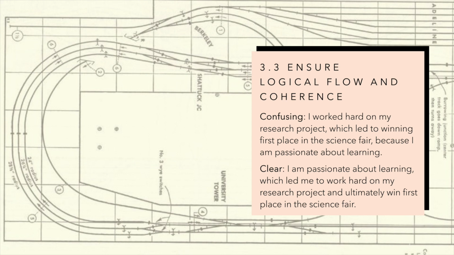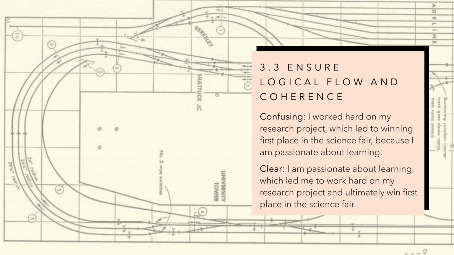Now here's a clearer version. "I am passionate about learning, which led me to work hard on my research project and ultimately win first place in the science fair." In this version, the ideas are arranged in a logical sequence. It starts with your passion, explains how that inspired your hard work, and ends with the result, winning first place. This flow makes sense and the connections are easy to follow.